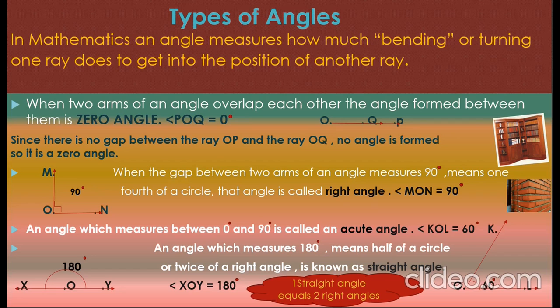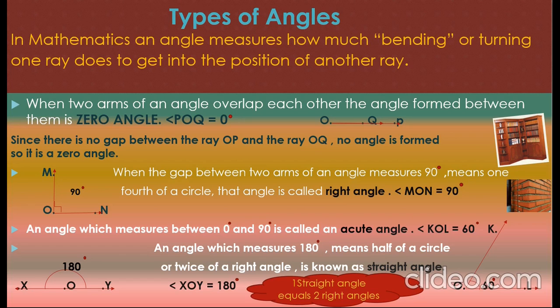Next is an angle which measures 180 degree, meaning a complete semicircle, meaning the complete measurement of a protractor. This angle is known as a straight angle because it looks like a straight line. Two rays are lying opposite to each other, so it gives an impression of a straight line. 180 degree is the measure of one straight angle, and it is equal to two right angles.